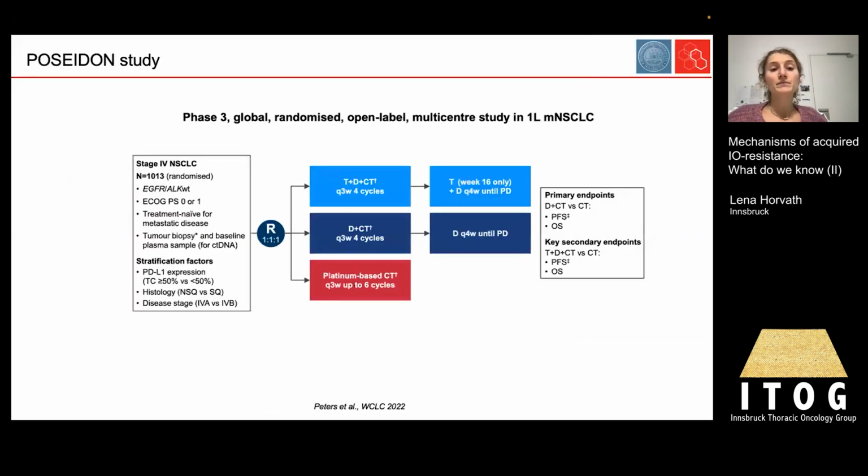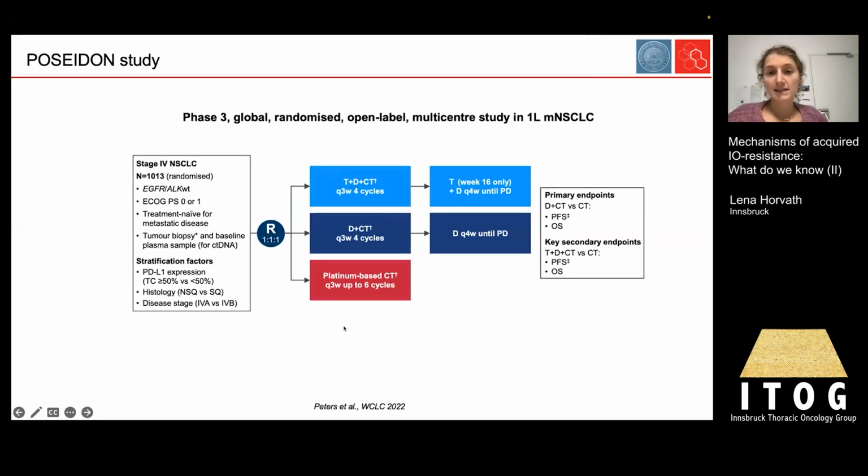That's very important. And so I want to finally come to the Poseidon study, because this study answers some open questions. It's a phase three randomized open label study in first line metastatic NSCLC, and it evaluated the combination of tremelimumab, durvalumab, and chemotherapy versus durvalumab and chemotherapy versus chemotherapy alone.